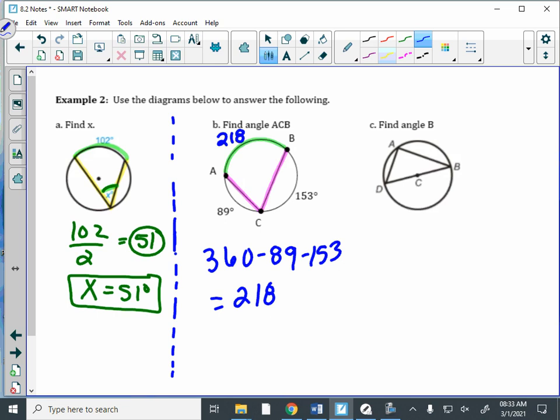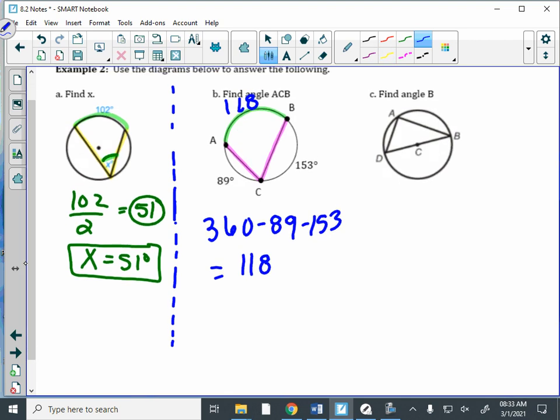What do we have to do with the big arc to get the little angle? Divide it. So it's 218 divided by 2, which is 109? Let me make sure I'm writing the right thing. So we're going from big arc to little angle. We divide. What's 218 divided by 2? 109. Questions over that?